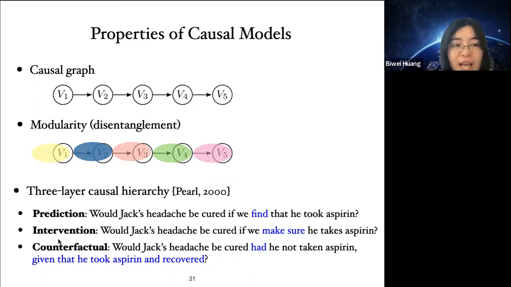An intervention involves changing what we see. For instance, would Jack's headache be killed if we make sure he takes aspirin? And counterfactual reasoning involves imagination and retrospection. For instance, would Jack's headache be killed had he not taken aspirin, given that he took aspirin and recovered? It can answer questions like, what if I had taken a different action? And moreover, counterfactuals can also help in credit assignment and data augmentation, which avoids real and possibly risky explorations.